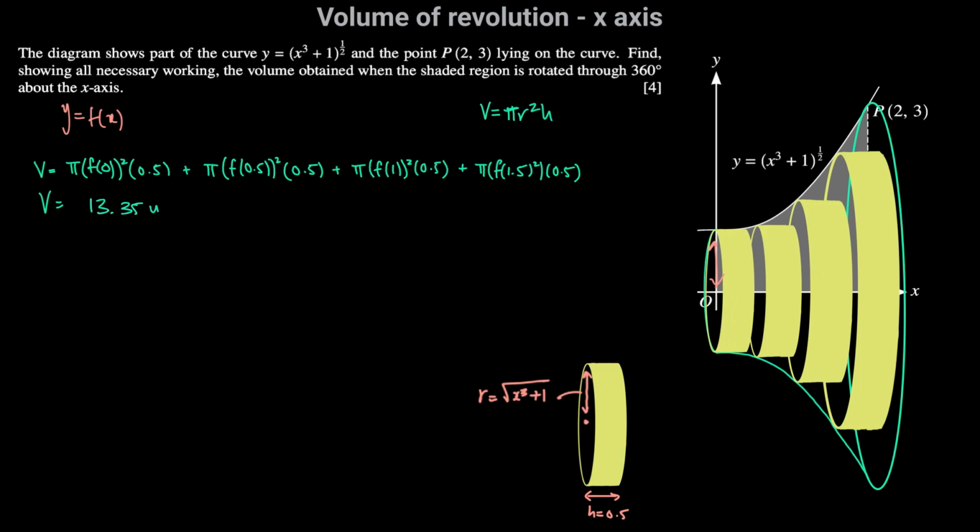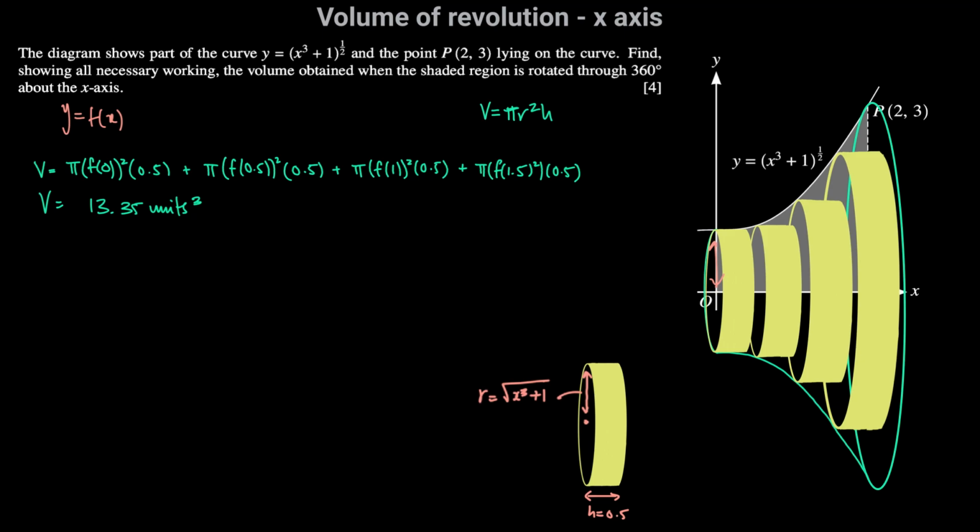13.35 units cubed. And we know that this volume that we've calculated by adding up the volumes of each of these discs is less than the volume of the shape that we want to find. So we can say that this is an underestimate. And it's an underestimate because we're ignoring the volume of these spaces between the boundary of the shape and these discs over here. So we know that the volume of the discs is less than the volume of the shape.